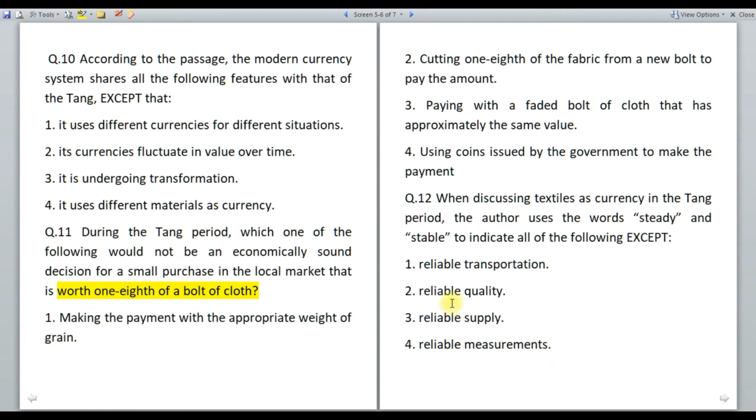Let's see. Reliable quality and reliable supply both can be inferred, because if quality is not reliable, value may take a hit, and if supply is not reliable, even then the value may take a hit, and therefore all three can be inferred, 2, 3 and 4, as in the author uses the word steady and stable to indicate reliable quality, reliable supply and reliable measurement. But transportation is nowhere in the picture. It cannot be inferred or connected with this. Therefore the correct option is the first one. It's clearly the odd one out.